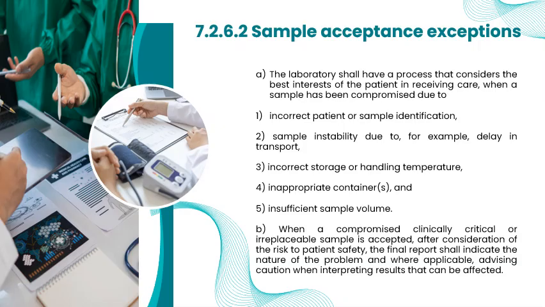Sample acceptance exceptions. The laboratory shall establish a process that prioritizes the best interests of the patient in cases where a sample has been compromised. Such compromises may include incorrect patient or sample identification, sample instability due to delays in transport, improper storage or handling temperatures, the use of inappropriate containers, or insufficient sample volume. When a compromised sample that is clinically critical or irreplaceable must be accepted, the risk to patient safety shall be carefully considered. In such cases, the final report shall clearly indicate the nature of the problem, and, where applicable, advise caution in the interpretation of results that may be affected.